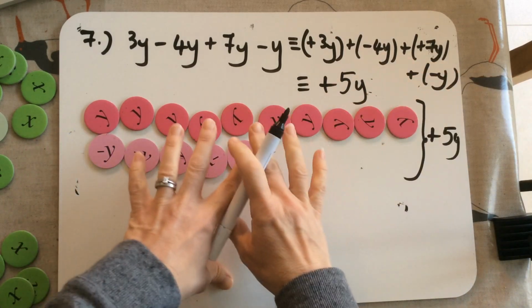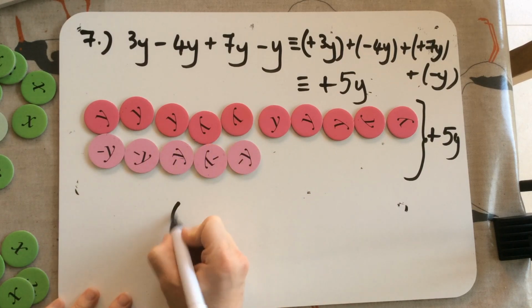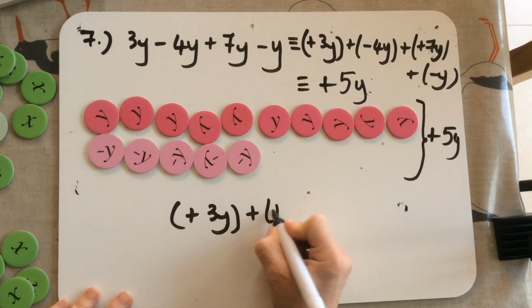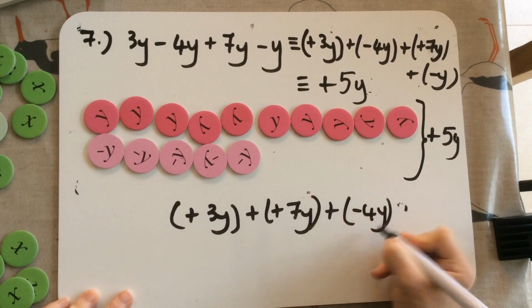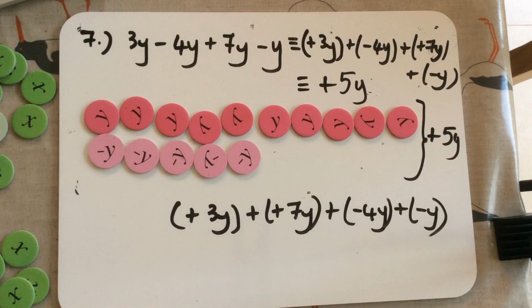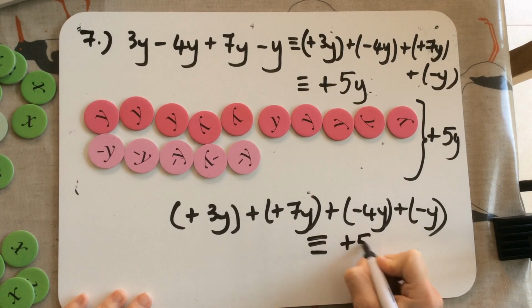When I was moving those counters around, I was using the commutative law so that I changed the order of the calculation so that it became this. But as we know from the commutative law, I can do that and it does not change the answer. So the answer is positive 5y.